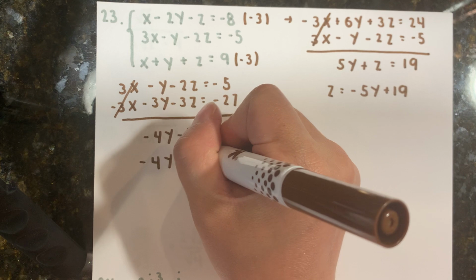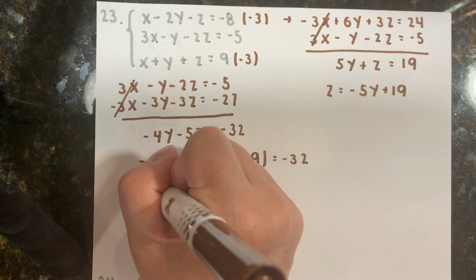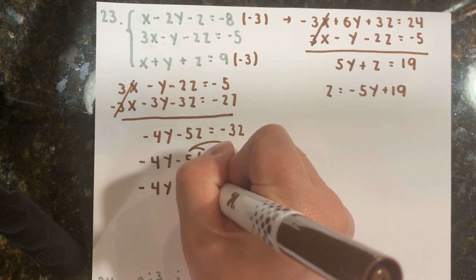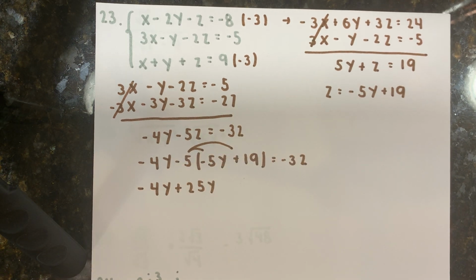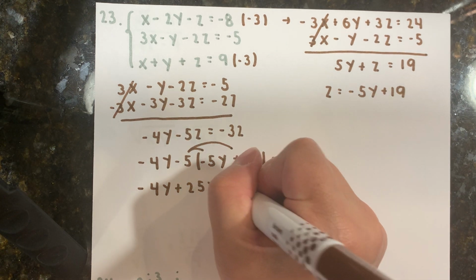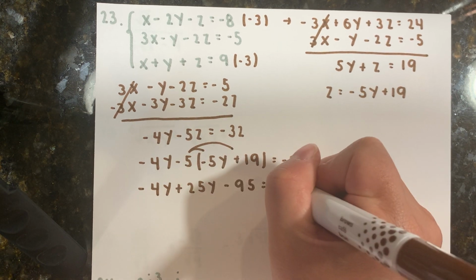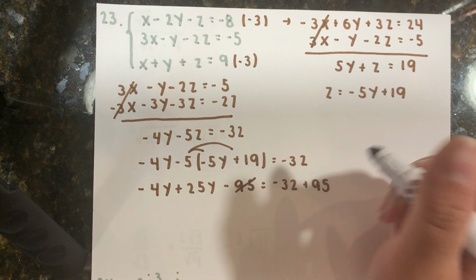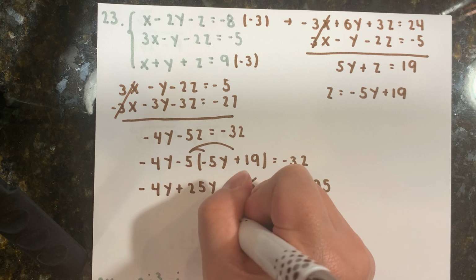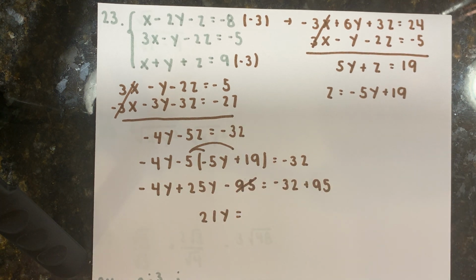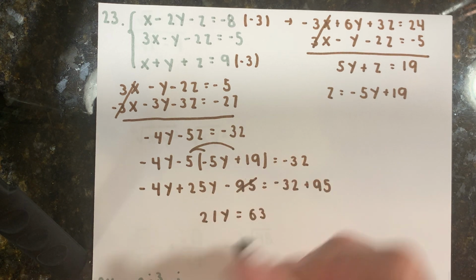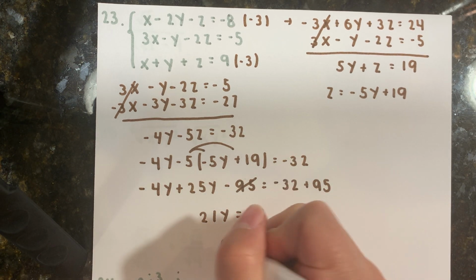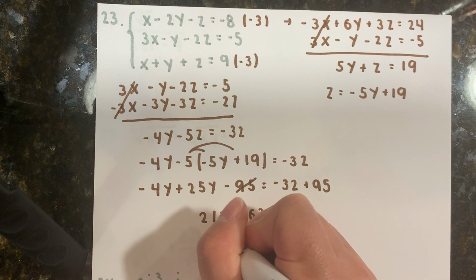If I distribute the negative 5, I get negative 4y plus 25y minus 95 equals negative 32. So I'm going to add 95 to the other side, giving me 21y is equal to 95 minus 32, which is 63. Dividing that by 21 gives me y is equal to 3.